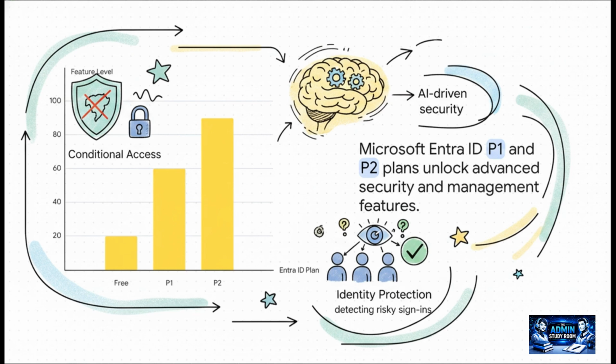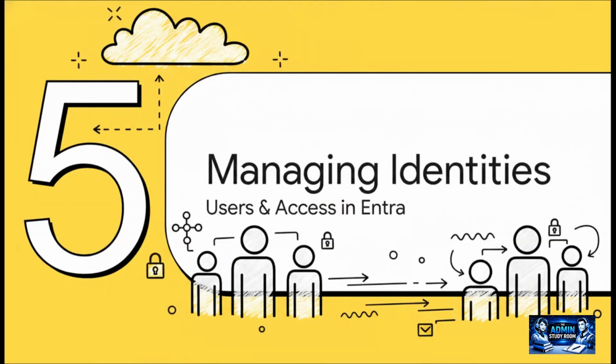P2 goes even further, with AI-powered tools like identity protection, which can spot and even block risky sign-ins automatically, like if someone tries to log in from New York and Tokyo at the same time. So we have our cloud infrastructure set up.